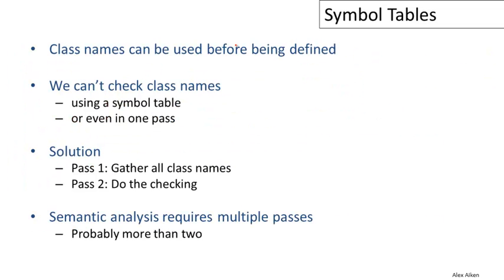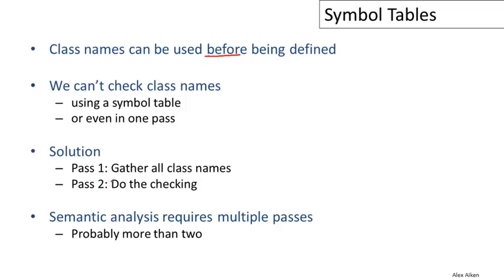So let's wrap up this video by talking a little bit about class names, which behave quite differently from the variables introduced in let bindings and in function parameters. In particular, class names can be used before they are defined, as we discussed a few videos ago. What that means is that we can't check class names in a single pass. We can't just walk over the program once and check whether every class that is used is defined, because we don't know that we've seen all the definitions of the classes until we reach the very end of the program.